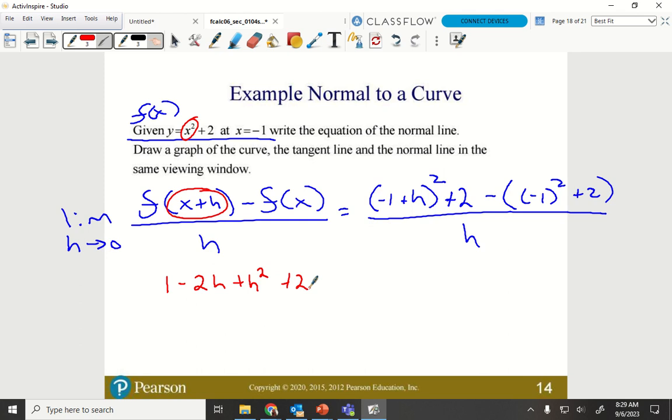All right, so let's look at the second half over here. So it's going to be minus whatever my value is over here. So that's going to be a -1 squared, which is 1, plus 2. 3. So minus a 3, and everything is going to be over h, right?